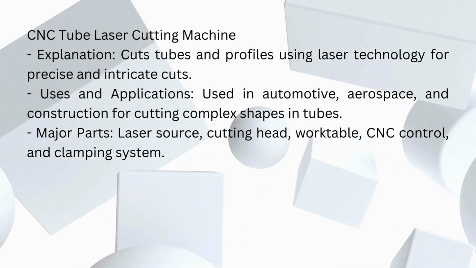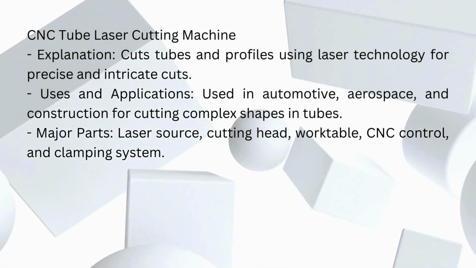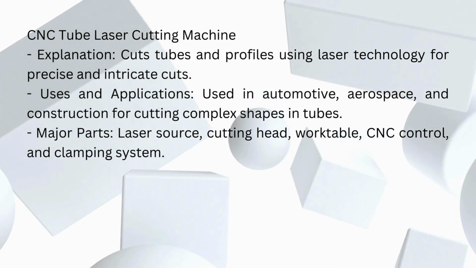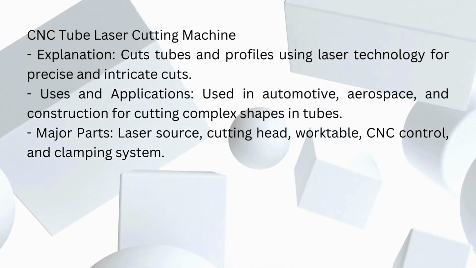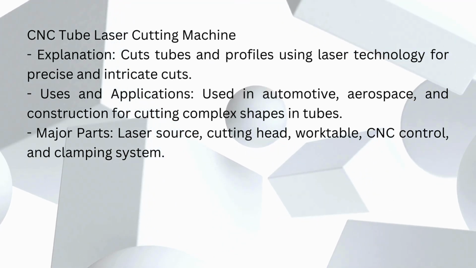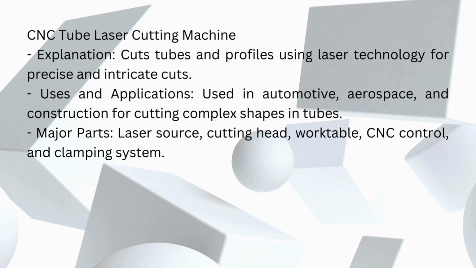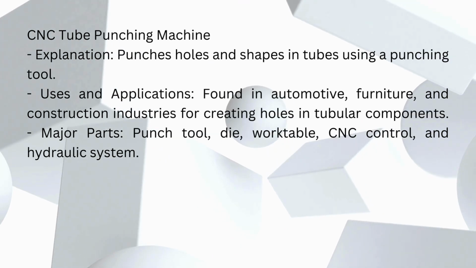CNC tube laser cutting machine. Explanation: cuts tubes and profiles using laser technology for precise and intricate cuts. Uses and applications: used in automotive, aerospace, and construction for cutting complex shapes in tubes. Major parts: laser source, cutting head, work table, CNC control, and clamping system.